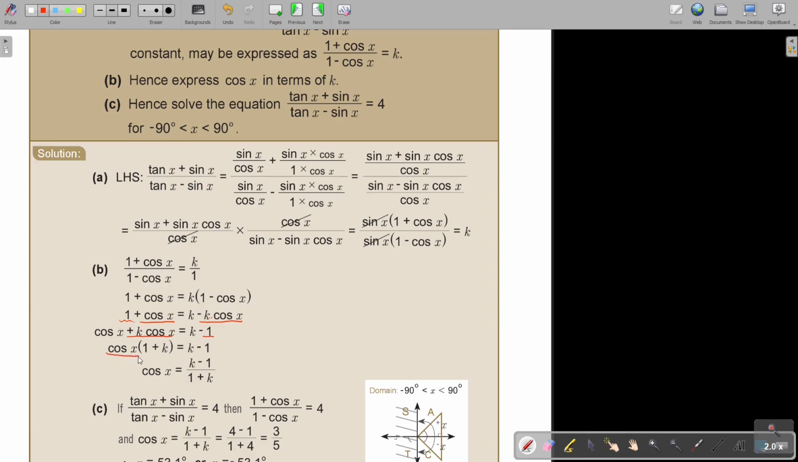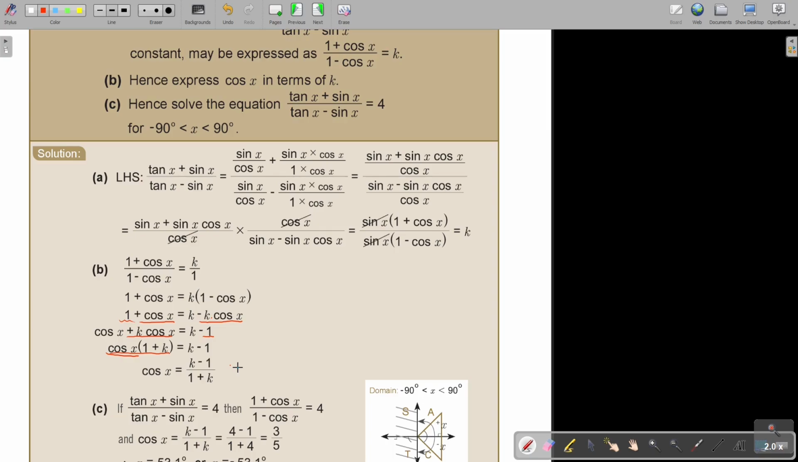Then I take out cos x as a common factor, so it's 1 plus k. Now I divide by 1 plus k on both sides, and I'm ending up with this. And this is my final answer.